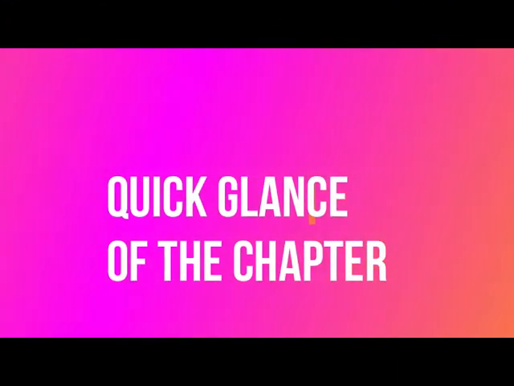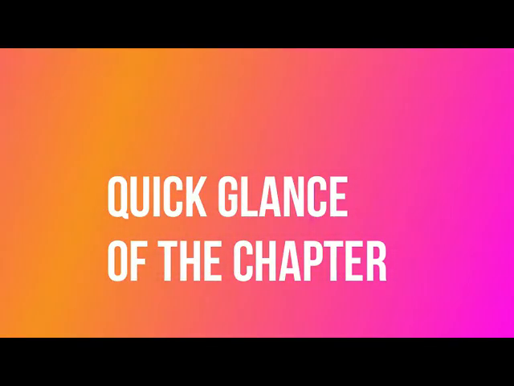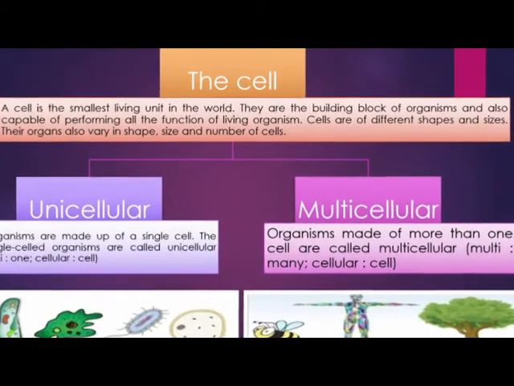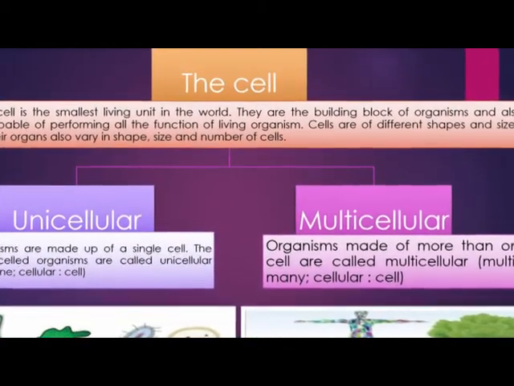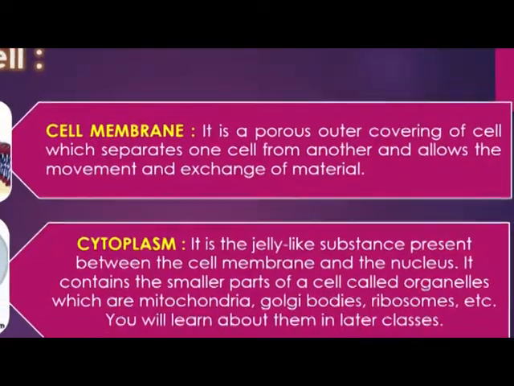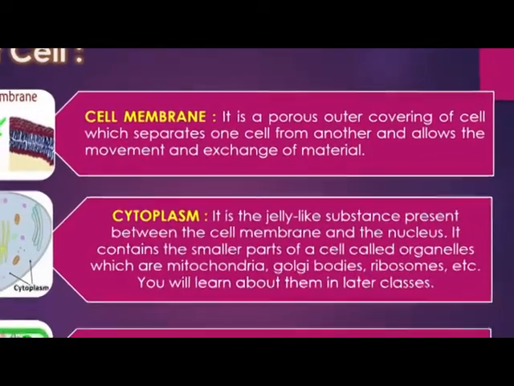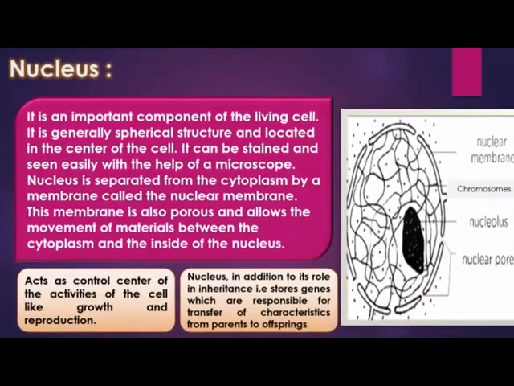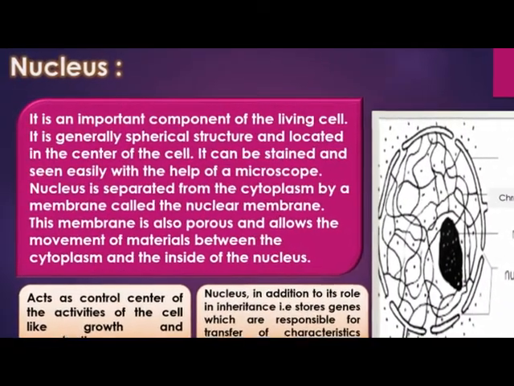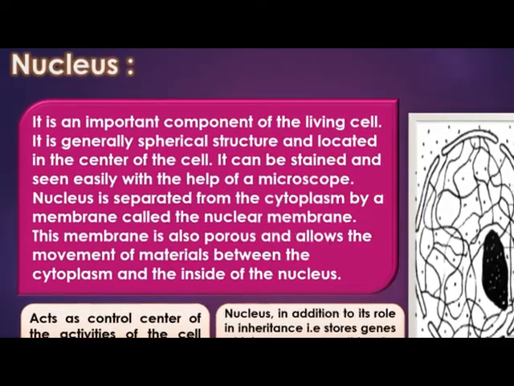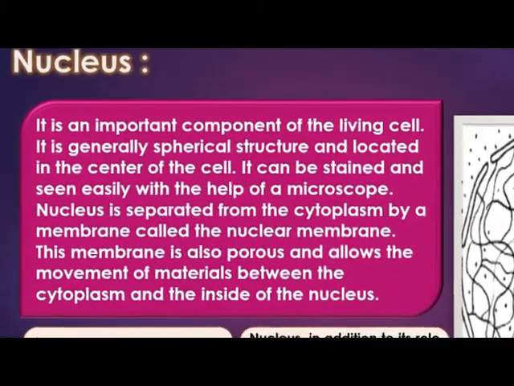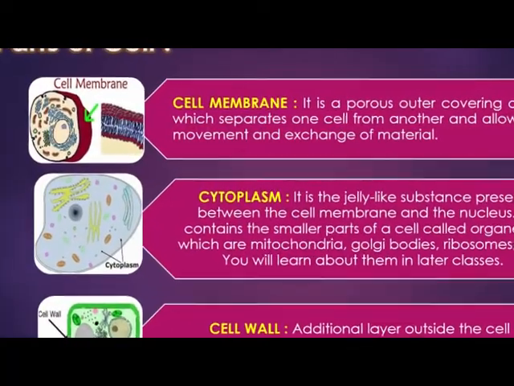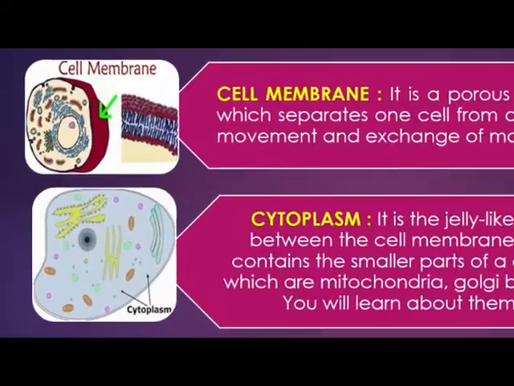Let's have a quick glance at what we have learned from this chapter. What is the cell? The first term was cell. The cell is the basic structural and functional unit of life. Cell membrane. Cell membrane is the outer layer of the cell that controls what enters and exits the cell. Nucleus. Nucleus is the control center of the cell where genes responsible for the transfer of characteristics from parents to offspring are stored. Cytoplasm. Cytoplasm is a jelly-like fluid that gives the cell its shape.